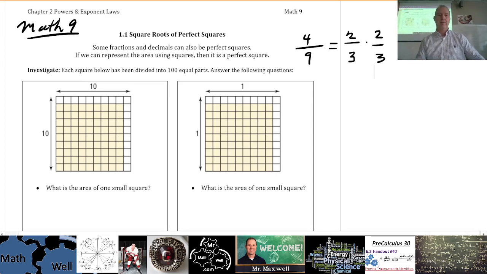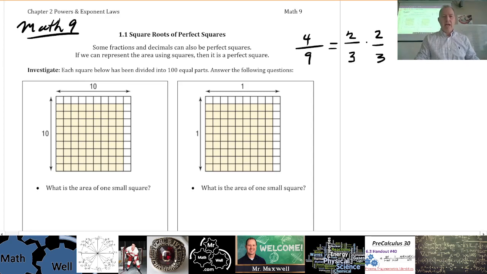All right, each square below has been divided into 100 equal parts. Answer the following questions. All right, so what is the area of one small square? What would your answer to that be? One of those little small squares. What's the area of one little small square? 1 squared? Okay.